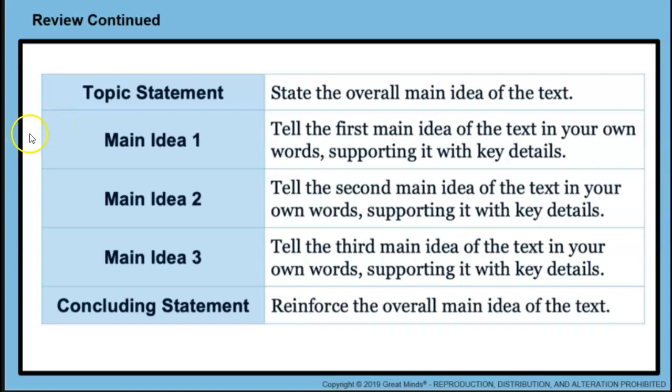So first, you'll put your first main idea of the text in your own words and support it with key details. Then you'll put the second main idea of the next section and support it with key details. And then you'll put the third main idea and support it with key details. Finally, you have the concluding statement, where you reinforce the main idea of the text. This is where you restate basically the topic statement and everything else that you've talked about into 1 or 2 statements.